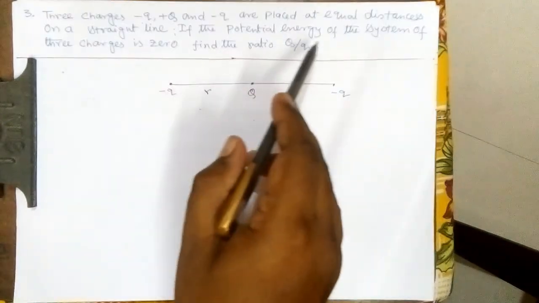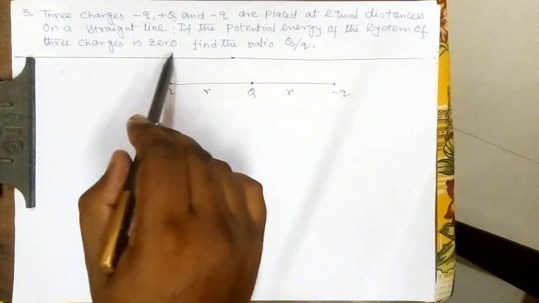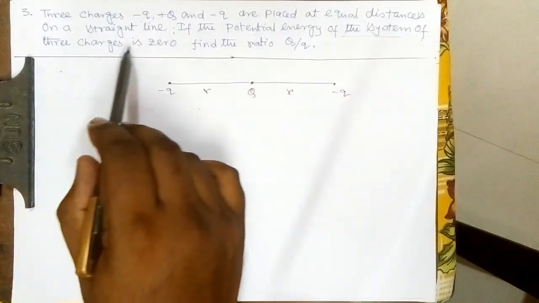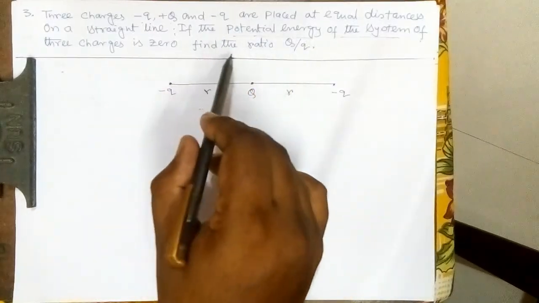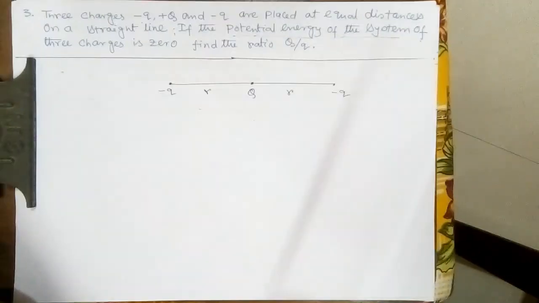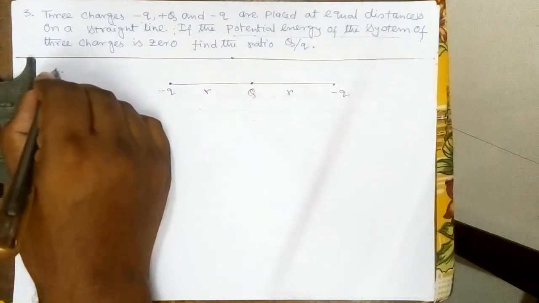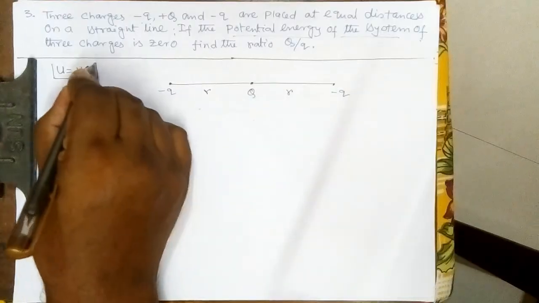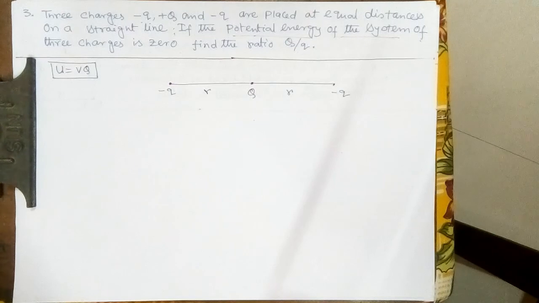It is told that the potential energy of the system of three charges is zero, then find the ratio of capital Q by small q. Okay, so what is potential energy? Before doing the numerical, we have to clear it out. We have done it earlier in the theory portion, but let me make you remember what potential energy is. Potential energy is basically the work done in taking a charge in a potential difference, and by that we can say potential energy U equals V into Q. So the work done should be the potential energy stored in the charge.